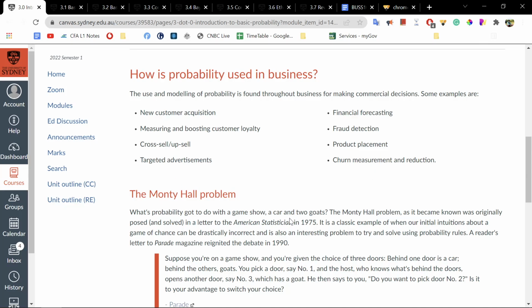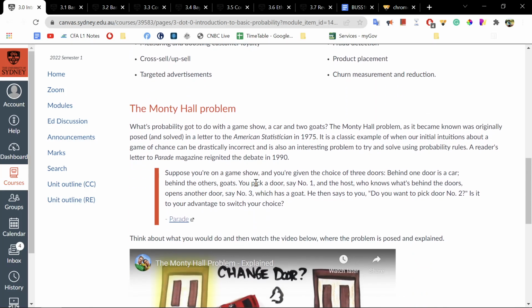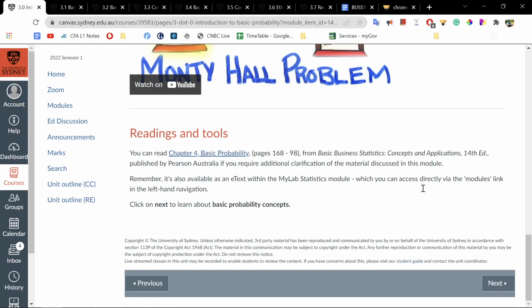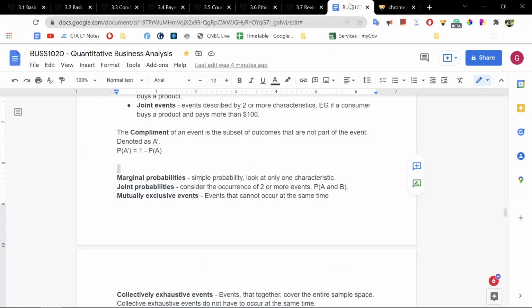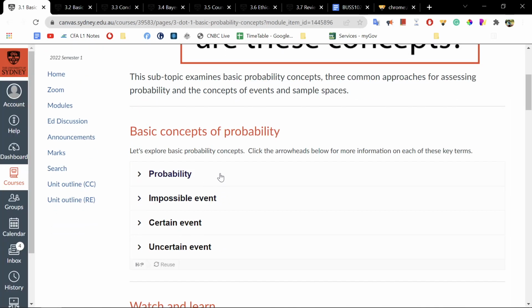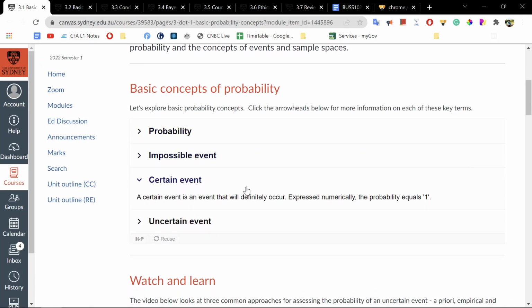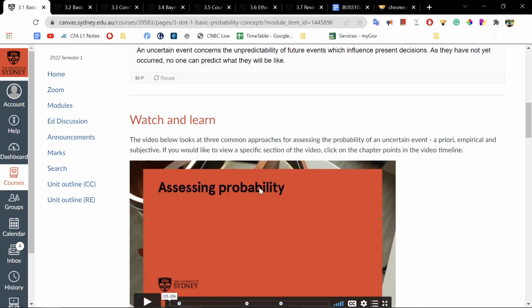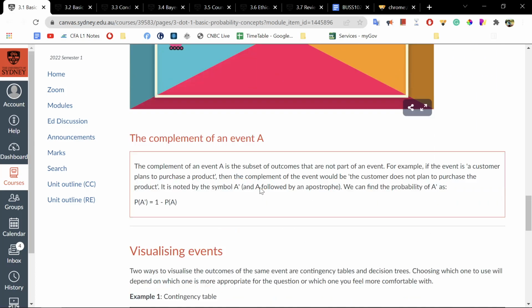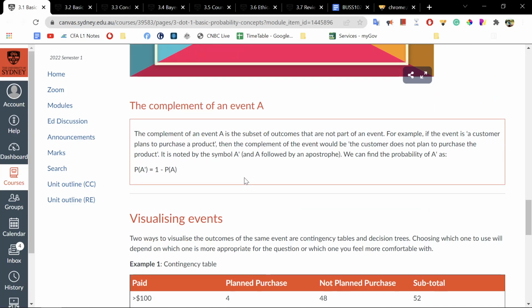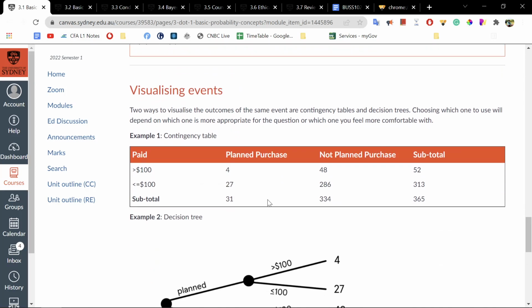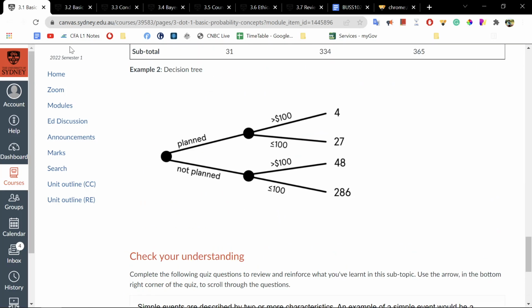There are many uses of probability in business, and under introductory examples, there's the Monty Hall problem, which is not really that relevant. Readings of the textbook are here. So I think we touched on basic probability concepts. We touched on what the probability is, what an impossible event is, a certain event, an uncertain event, and simple and joint events, so only having one or having multiple characteristics, as well as visualizing events.